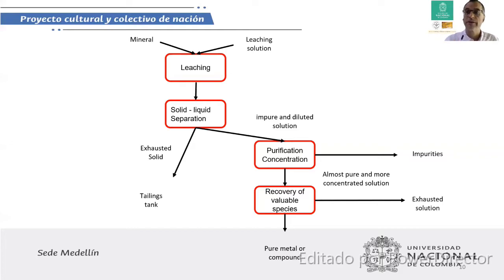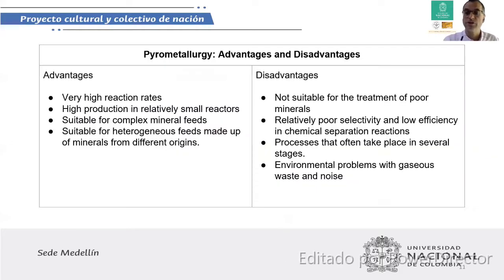It's our responsibility as process engineers. Of course, when we are going to decide which methodology we are going to use, we have to consider the advantages and disadvantages of the different processes. For instance, if we are going to work with pyrometallurgical processing, we have to discuss which are the most important advantages of pyrometallurgy. The first advantage of the pyrometallurgical process is its very high speed.